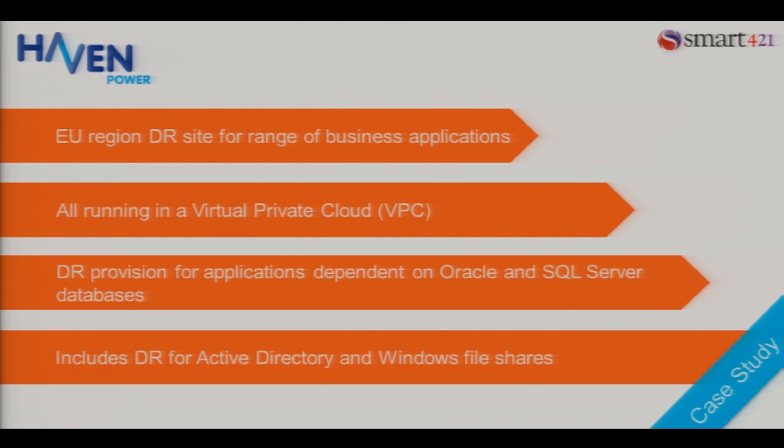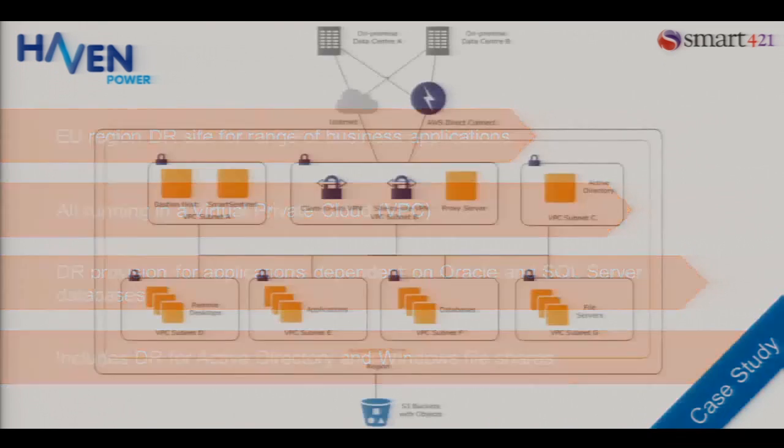They've used this DR use case as their fundamental leap into the cloud to learn about a whole bunch of different aspects of dealing with cloud resources. They've got a full secondary facility running in AWS, all running in a VPC. They're running Oracle and SQL Server databases. They've got Active Directory and Windows file share, so a classic sort of environment. And it looks a bit like this.